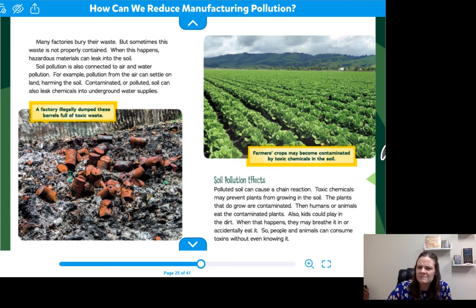Think about what kind of plants maybe you've heard of that might be contaminated. You ever heard of plants being recalled? Maybe some vegetables being recalled for contamination?